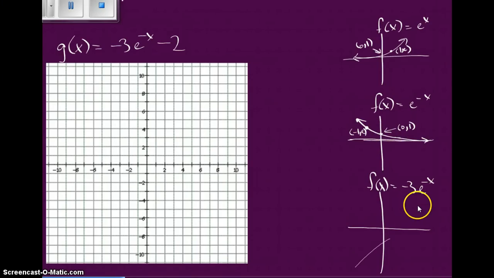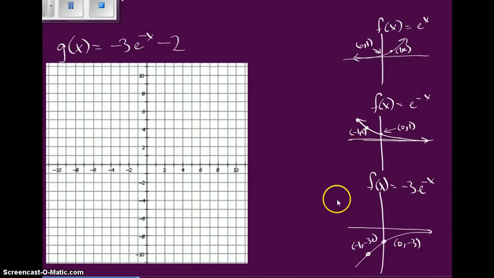Negative 3 times e to the negative x. What happens here is all the y values for all my points end up being multiplied by negative 3. So instead of having (0, 1), I'll have (0, negative 3 times 1). Well, that's (0, negative 3). And also instead of having (negative 1, e), I'll have (negative 1, negative 3 times e). That's negative 3e. So that gives me this graph.